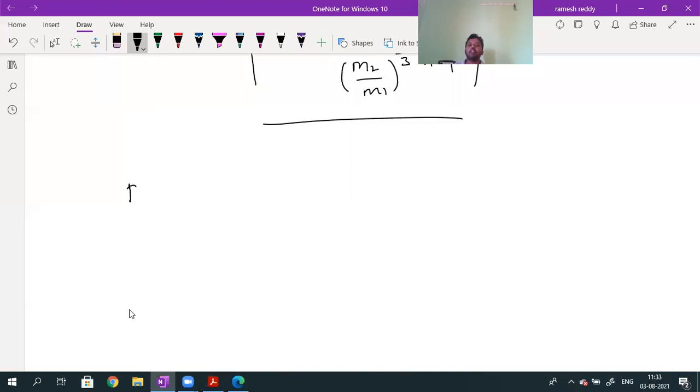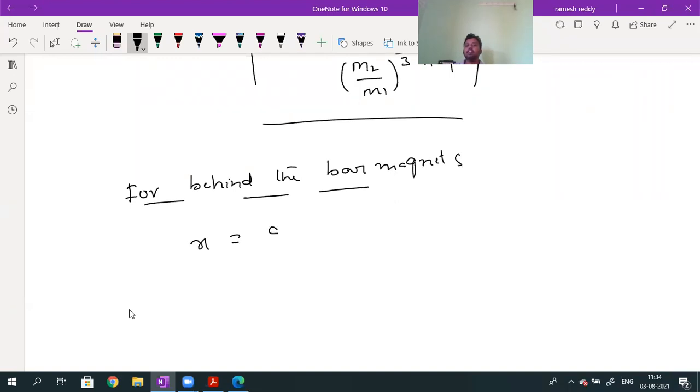So for a point behind the bar magnets, whenever the null point is there behind the bar magnets, what is the distance of the null point? That time the null point location is given by x equal to d divided by cube root, not square root. Why is it a cube root? Because here we have d cube. So I will get x equal to d divided by (m2 by m1) whole to the power of 1 by 3 minus 1.